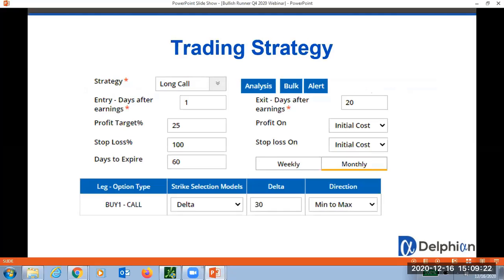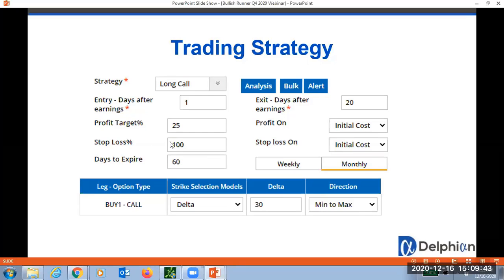So this trading strategy, long call, similar to what was talked about earlier. We're looking to enter the day after earnings, 1 day after earnings, and then exit 20 days after. But if the back test has shown that we exit 10 days after, this 20 would change to 10 for that one to be most optimal. 25% profit on the initial cost of the trade.